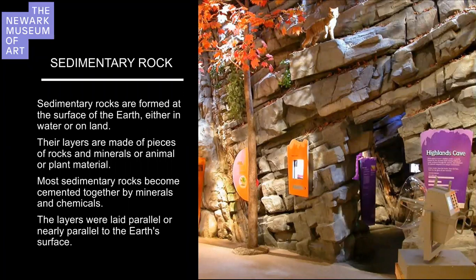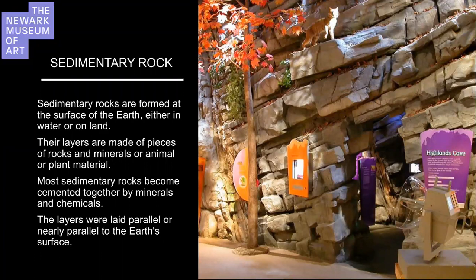Sedimentary rocks are forming all around us all the time. Their layers are made of pieces of rocks and minerals, or animal or plant material. Sand and gravel on beaches or in rivers look like the sandstone they will become. Most sedimentary rocks become cemented together by minerals and chemicals.